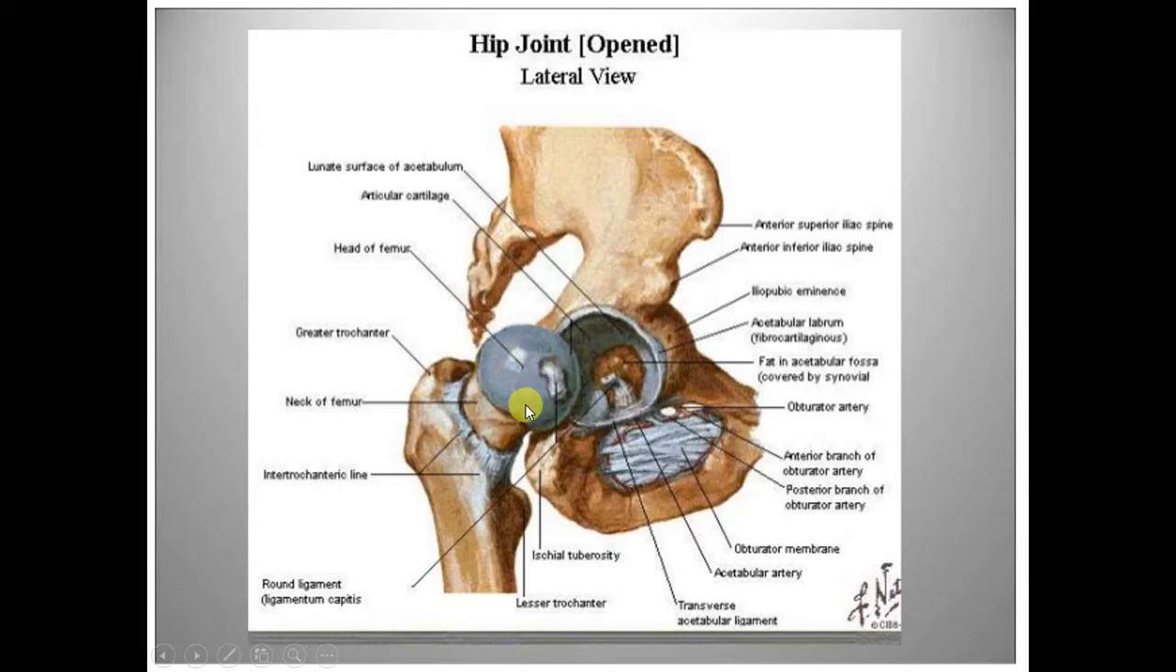See, it's two-thirds of a circle, the head of the femur, and the epiphyseal line here will be included within the capsule of the hip joint, so that we can recall it.